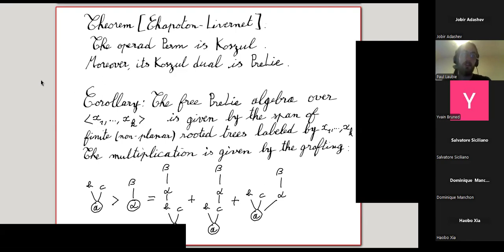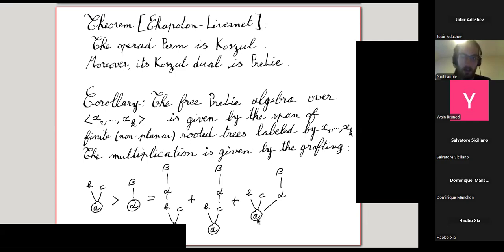Since the permutative operad is Koszul and we know its Koszul dual, because we know an explicit description of the free permutative algebra, it gives us for free a description of the free pre-Lie algebra. The free pre-Lie algebra over some letters is given by the span of finite non-planar rooted trees such that the vertices are labeled by the letters. And the pre-Lie multiplication is given by grafting the trees together.